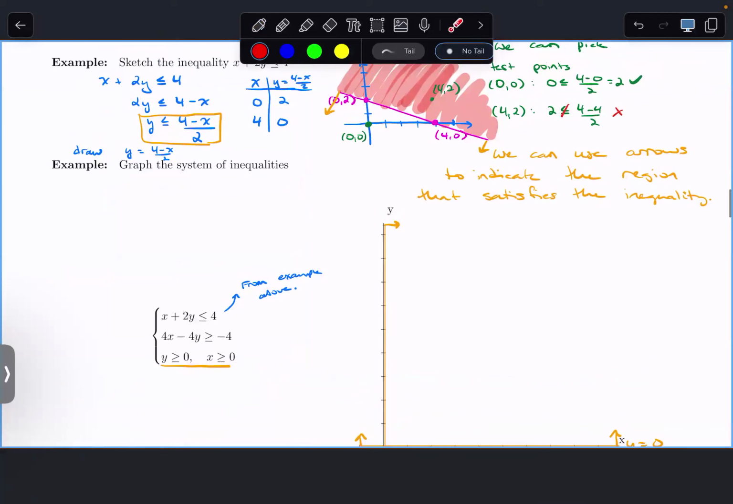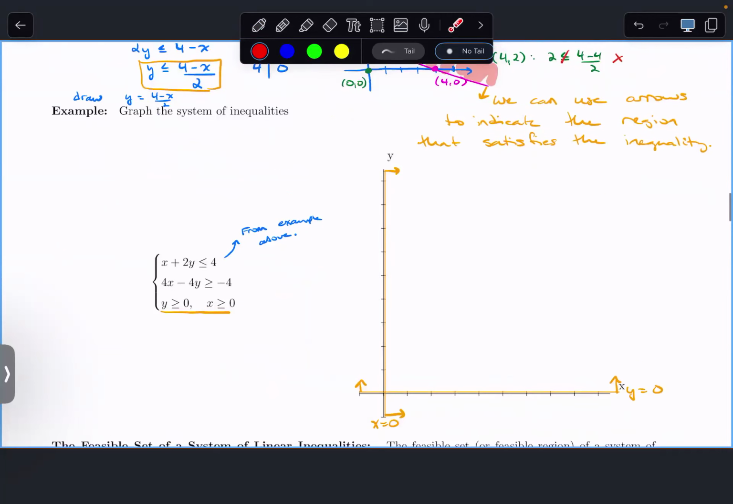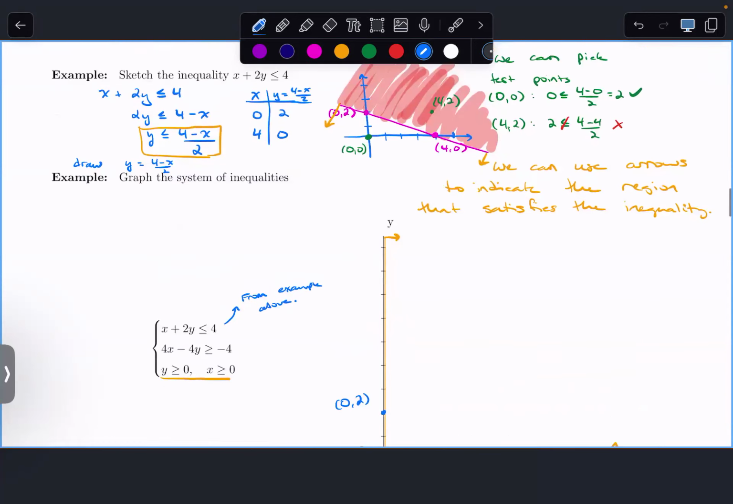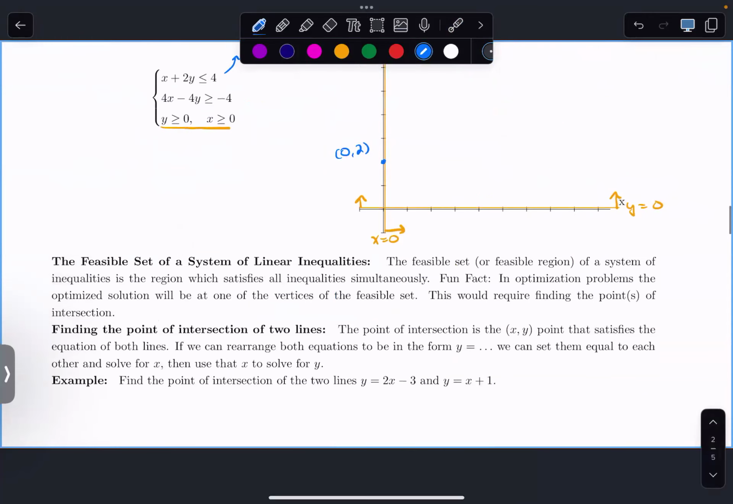Then we can bring down the work that we did up here. So when x is 0, y is 2, we can plot that on here. When x is 0, y is 2. And when x is 4, y is 0. 1, 2, 3, 4. And I can draw this.